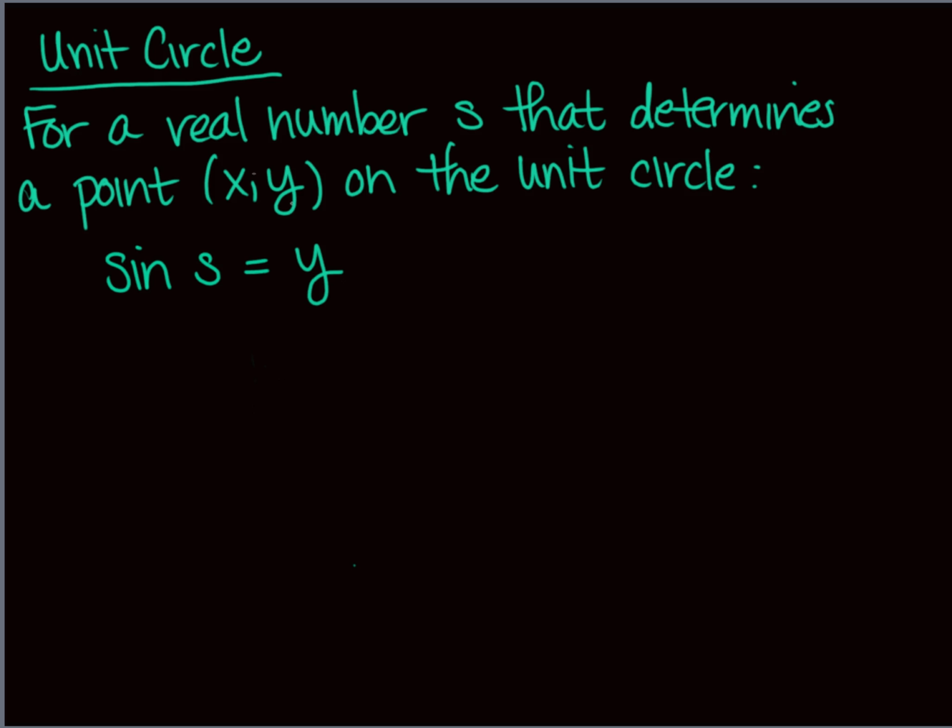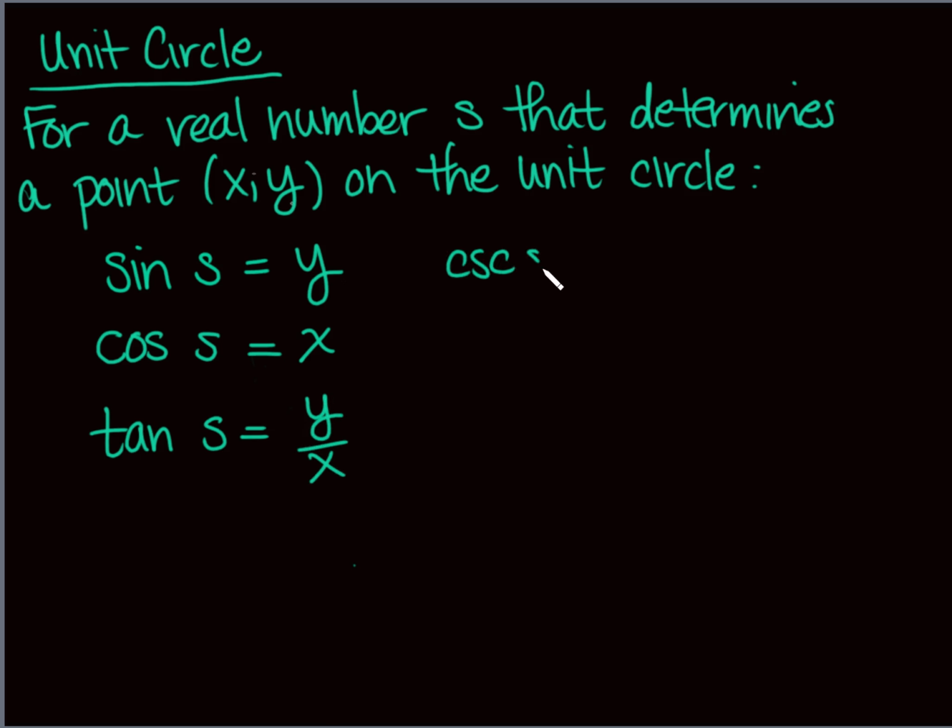So if I'm on the unit circle and I know I have a point on the unit circle and I want to find the sine of that real number, that is that distance, that arc length, or if you want to think of it as the angle, you can think of it as the angle. It's just my y coordinate. Cosine then of s we know is x over r, but on the unit circle, r is 1. And then tangent of s is y over x. Okay, then of course cosecant of s is going to be 1 over y.